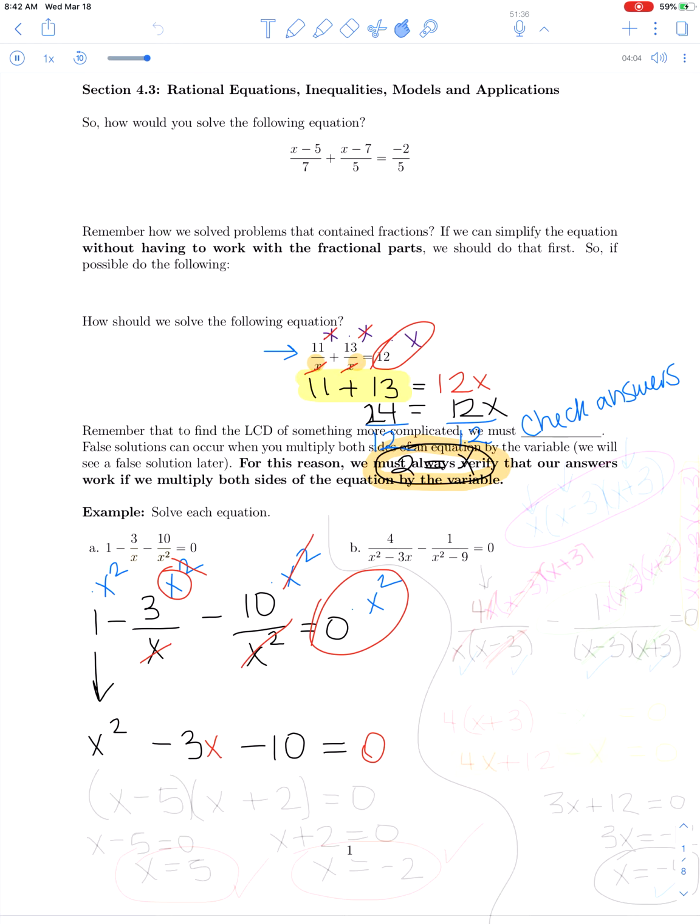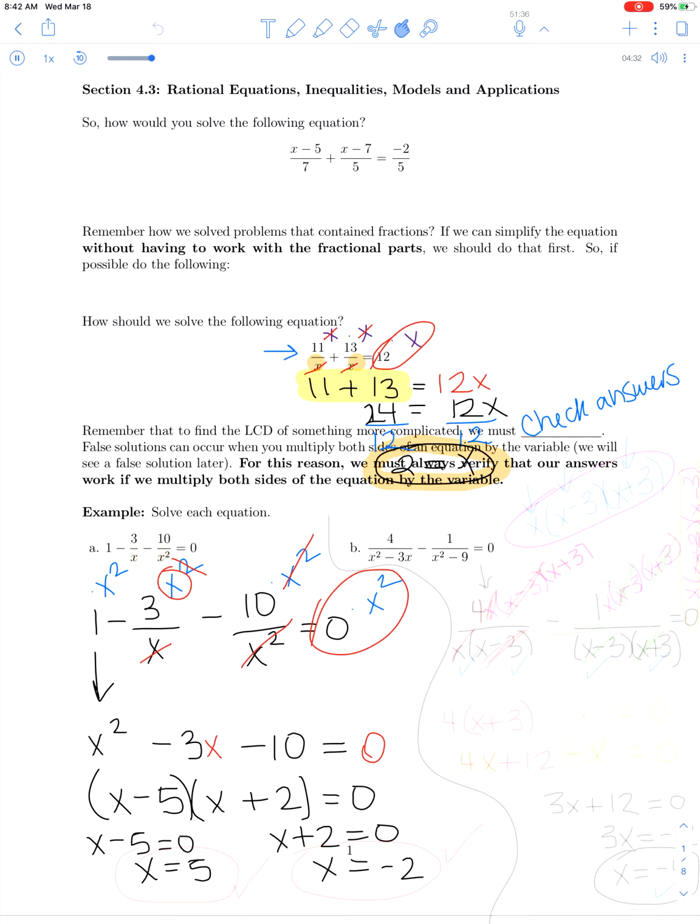So now notice what we have is a quadratic equation. How do we solve it? We factor. Well, how does this guy factor? Well, this guy factors as an x minus 5 and an x plus 2. Setting both equal to 0, x minus 5 equals 0 and x plus 2 equals 0, we get two answers. We get x equals 5 and x equals negative 2.